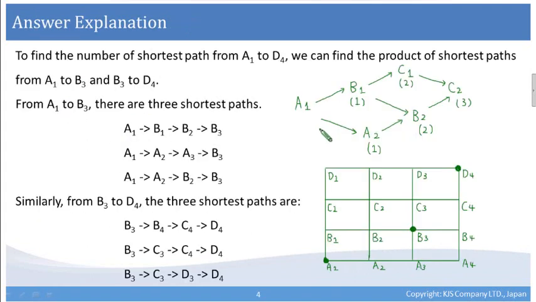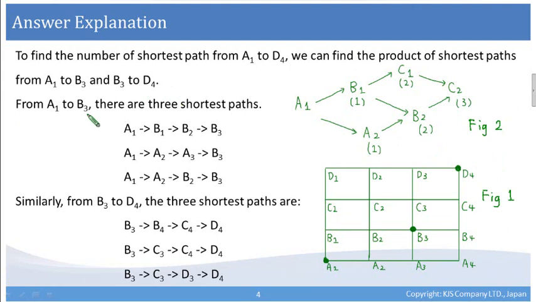Let's look at the answer explanation. To find the number of shortest paths from A1 to D4, we can find the product of shortest paths from A1 to B3 and then B3 to D4. So I have drawn the diagram of Figure 2 and Figure 1 in this slide as well, so that it is easier to talk about the answer.